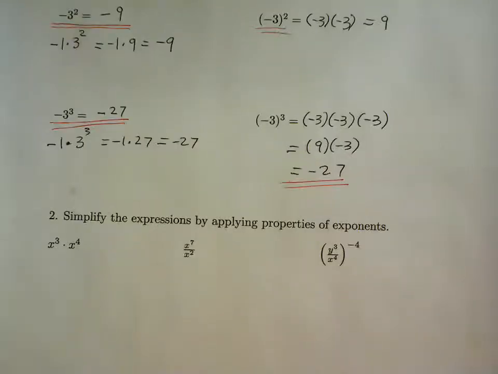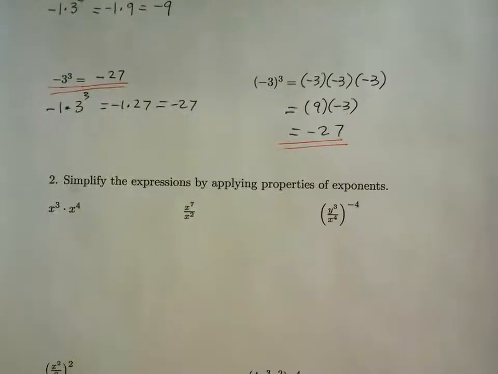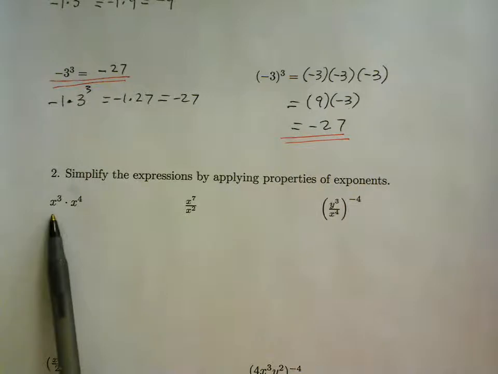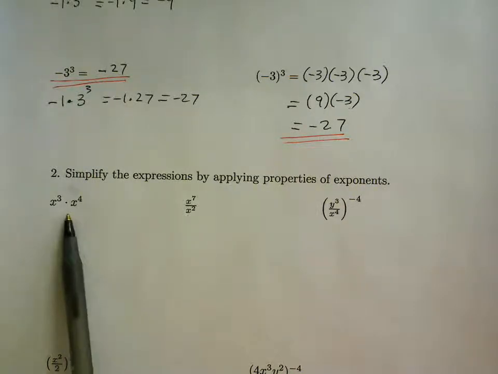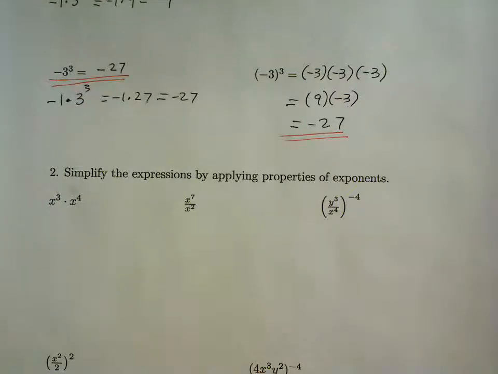Okay, now we'll look at applying the properties with variables. So here we have x to the third times x to the fourth. Simplify that.